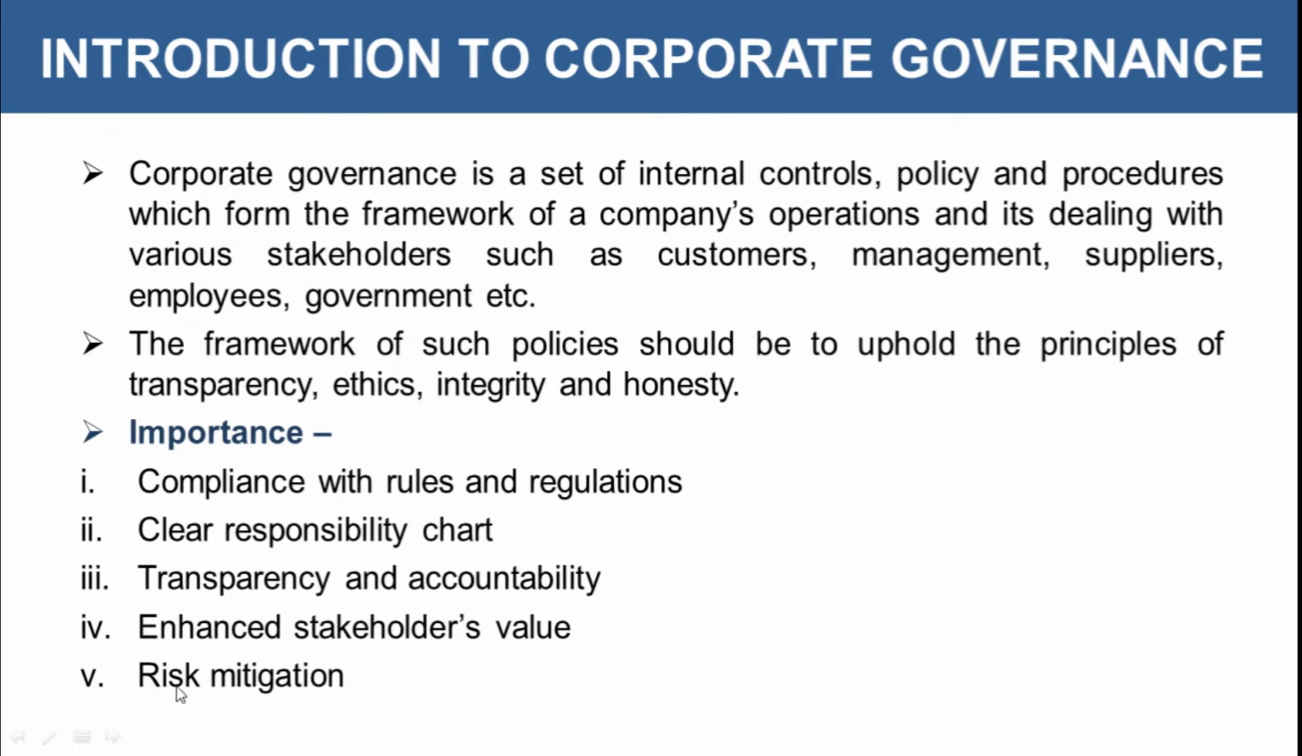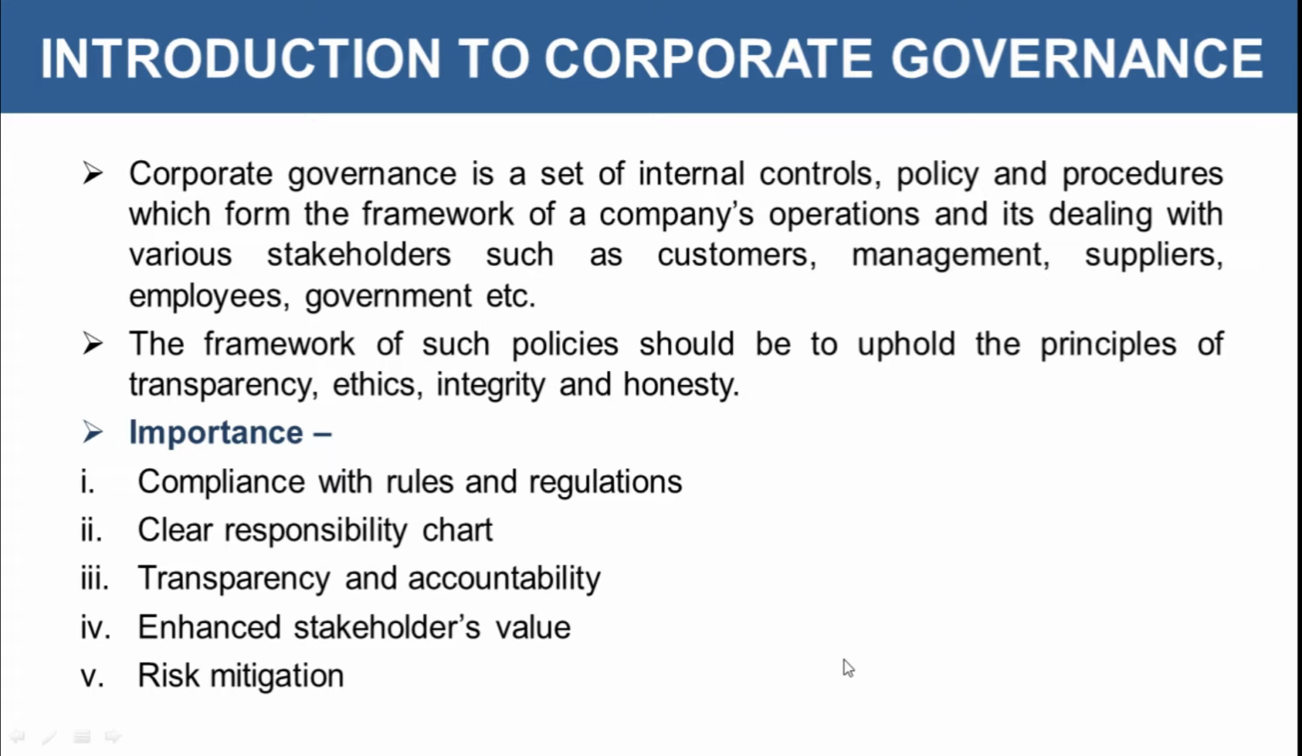And then risk mitigation. By mentioning the policies and procedures to be followed, it tries to mitigate the risk. If there are no rules and regulations to be followed, there are more chances that uncertainties could occur, and that could affect the business in a very vast manner and could ruin the business. So it helps in mitigating the risk. This was about the introduction to corporate governance.